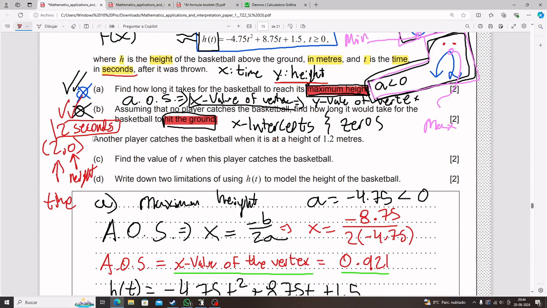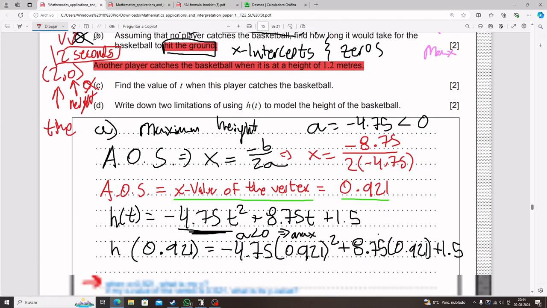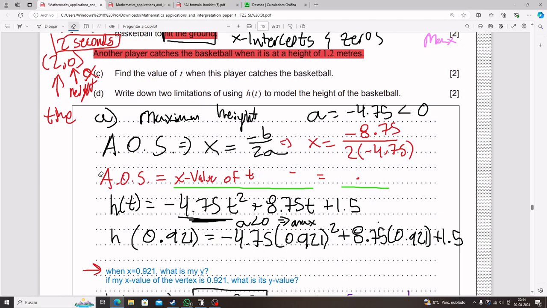Later on, they tell us that another player catches the basketball when it is at a height of 1.2 meters. And so for part C, we need to find the value of t when this player catches the basketball. Now, another pretty easy problem. We just need to really understand what is happening here.